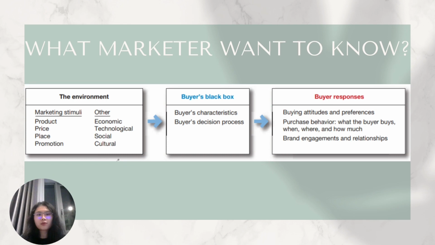This is why marketers want to know how stimuli are changed into customer response inside the buyer's black box, which has two parts. First, the buyer's characteristics influence how he or she perceives and reacts to the stimuli. Second, the buyer's decision process itself affects his or her behavior.